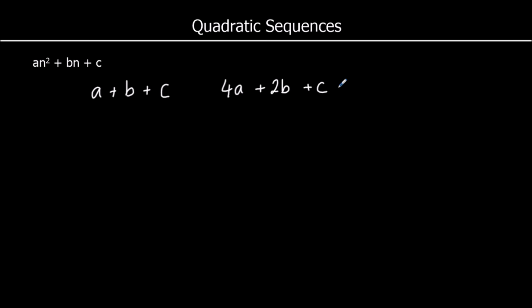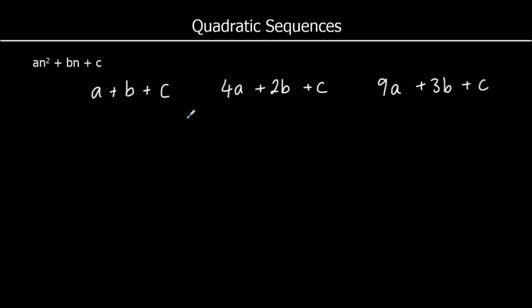So we've got 2b and we've got c. And for the third term, n is 3. So 3 squared is 9. 9 times a is 9a. 3 times b is 3b. And we've got a c. So these are the first 3 terms of any quadratic sequence. And now let's look at the difference.